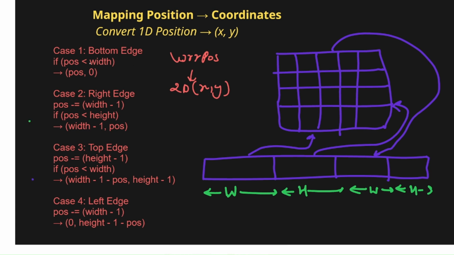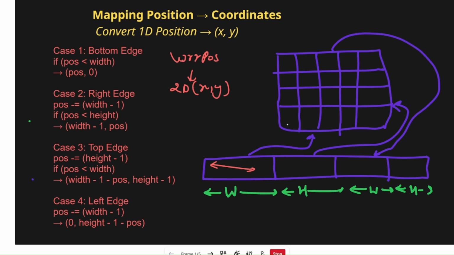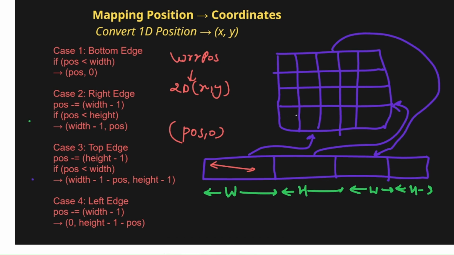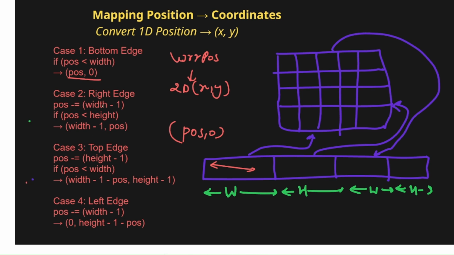If the position is less than width, which means it lies in this part, then in the 2D grid the coordinate will be position comma 0, because for the bottom the y coordinate will be 0. So we will return position comma 0. And we also do the subtraction: if it does not lie inside this part, then we subtract with minus 1, because we subtract this part.